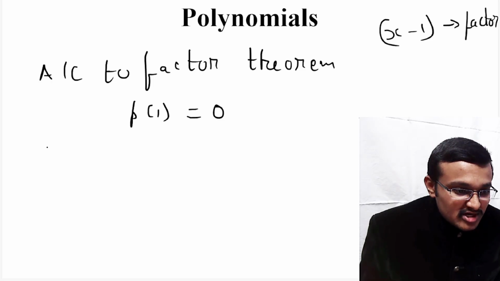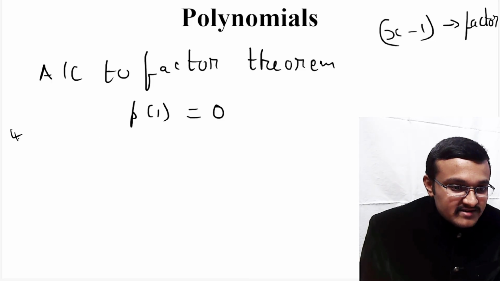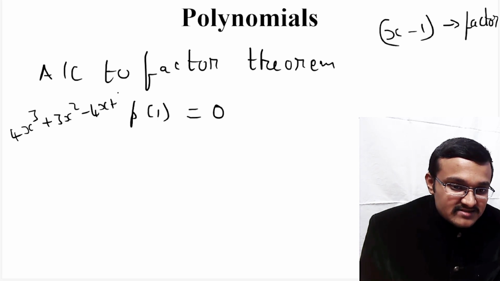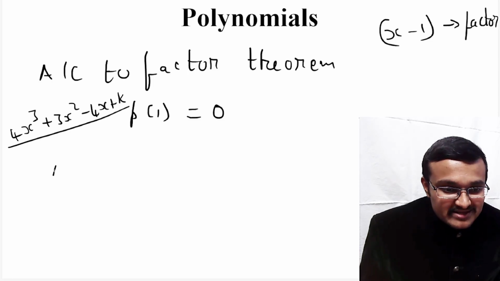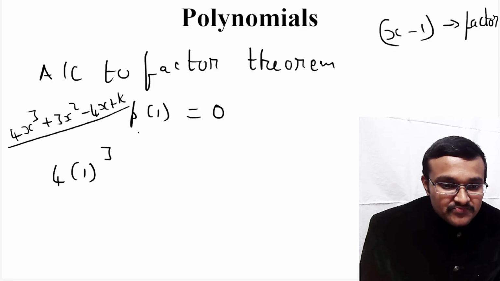So what is the polynomial they have given here? The polynomial which they have given here is 4x cube plus 3x square minus 4x plus k. So now you can substitute 1 in this particular polynomial, that is 4 into 1 cube, because we have to calculate p of 1.